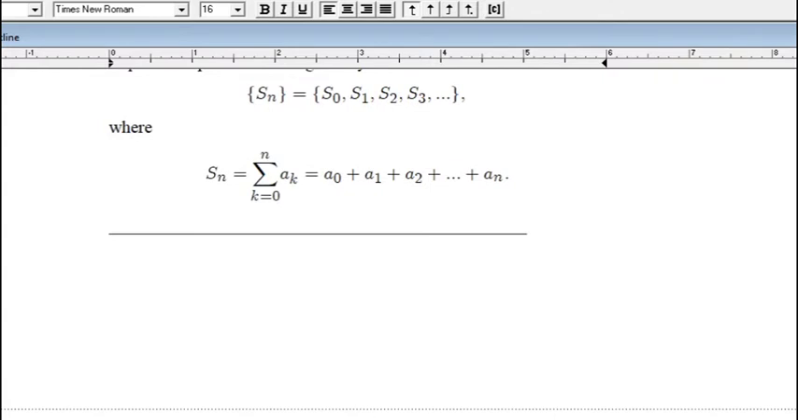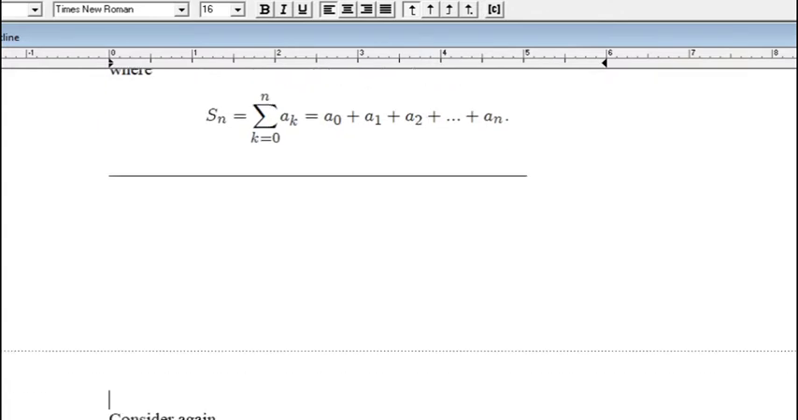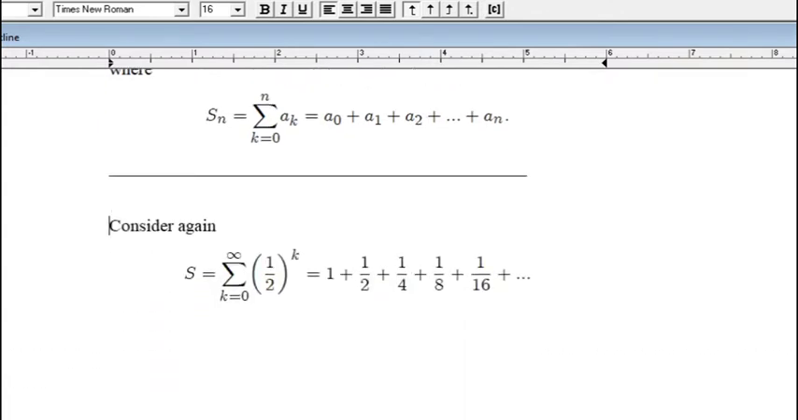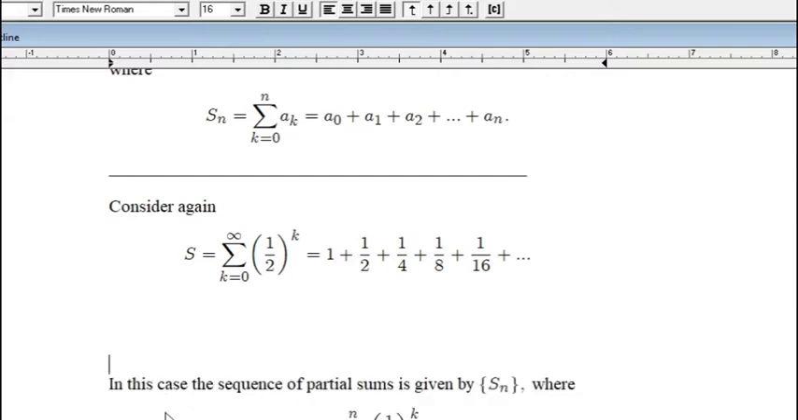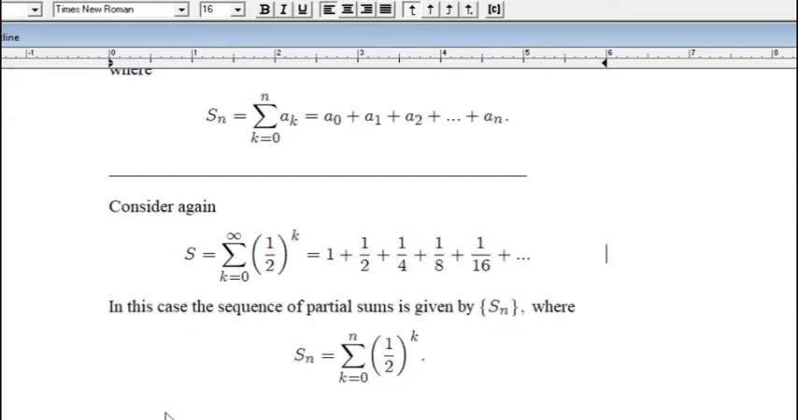If we go back and look at our example, and we consider again the summation for S that's given by 1/2 raised to the kth power, where we're summing from k equals 0 to infinity, the sequence of partial sums is going to be given by the sequence S sub n, where in this case S sub n is going to be equal to the summation from k equals 0 to n for 1/2 to the kth power.